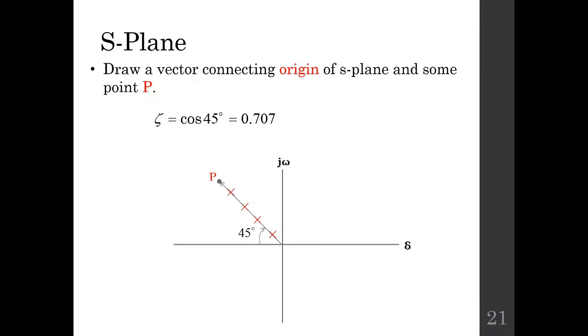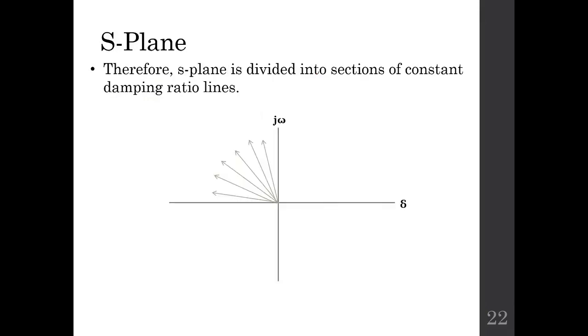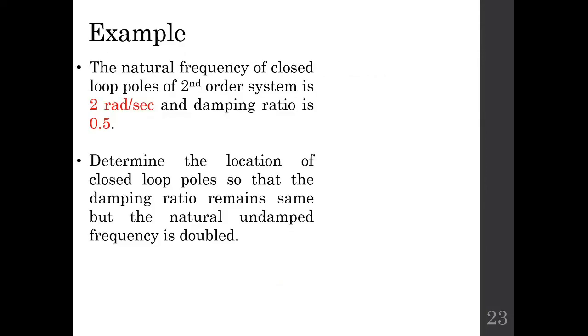Another interesting thing to note here is that whatever the pole value is along this line, your angle will remain the same and your zeta will also remain the same. So it means that the S-plane is divided into sections of constant damping ratio lines.